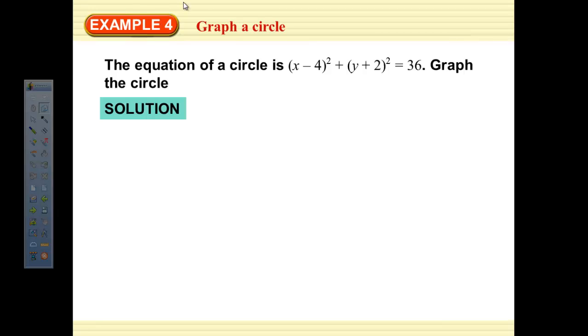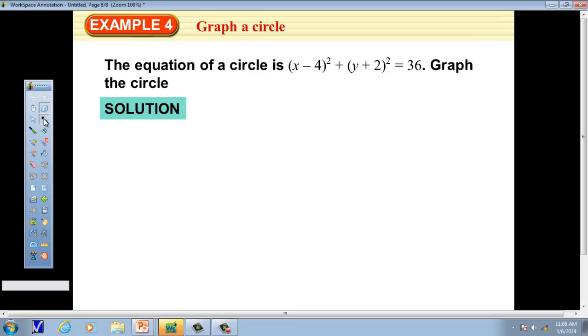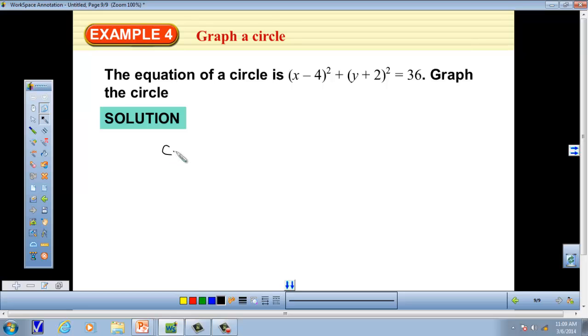Now we're looking at graphing circles, and I'll show you what to do with this type of problem. We really only need to know two things in order to graph the circle. The first thing we need is a center, and the second thing we need is the radius.